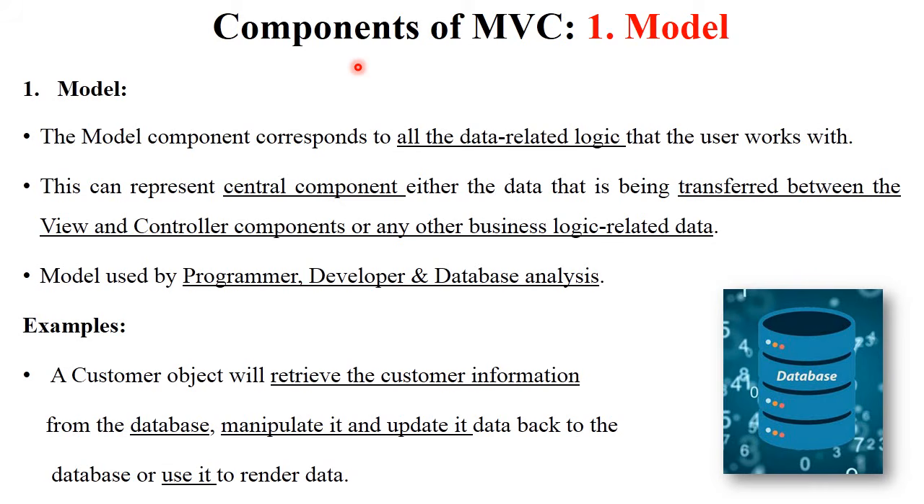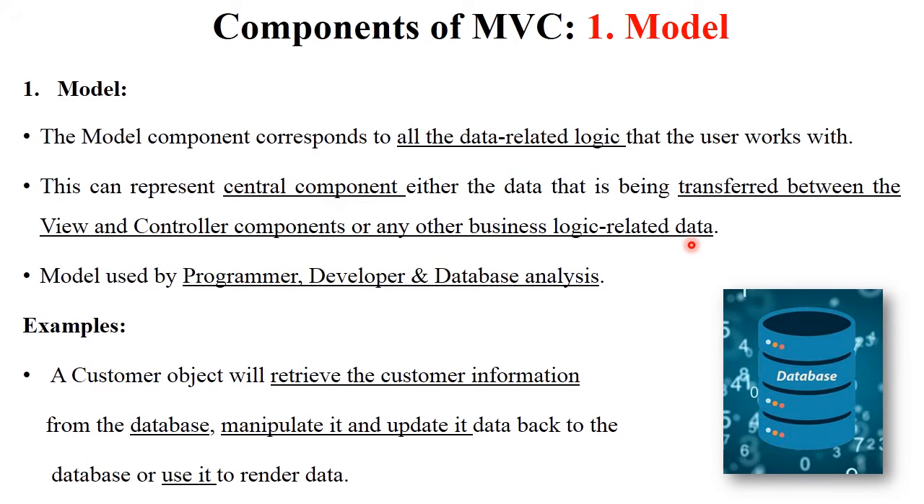So the first component of model view controller is the model. Now what is meant by model? A model component corresponds to all the data related to the logic that the user works with. This can be represented as a central component, either the data that is being transferred between the view and the controller components or any other business logic related data.